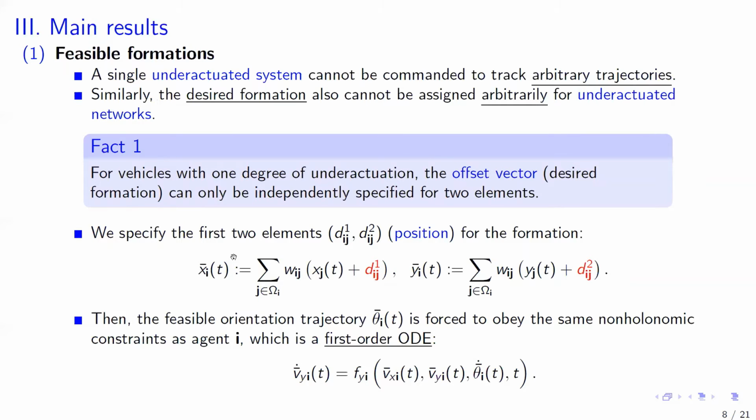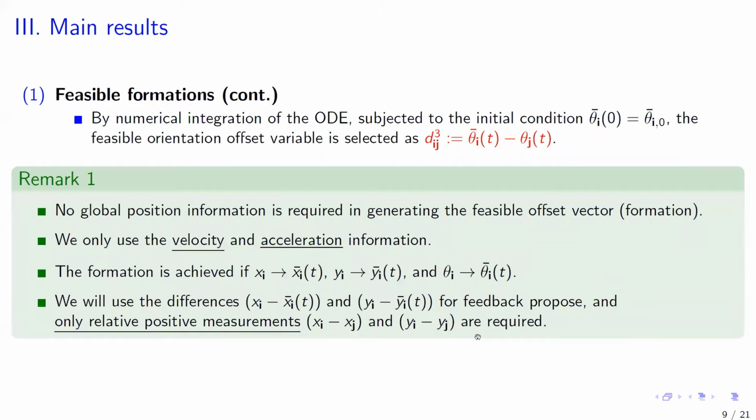Then, the feasible orientation trajectory is forced to obey the non-holonomic constraints as agent i. And here is a constraint, which is a first-order ODE with respect to θi. So, by numerical integration of the ODE, the feasible orientation offset vector is selected here. We emphasize that no global position information is required in generating the feasible offset vector, and only velocity and acceleration information is used in this procedure.